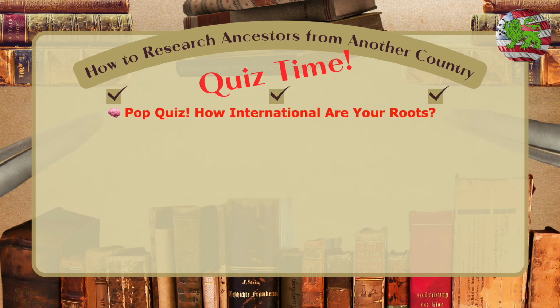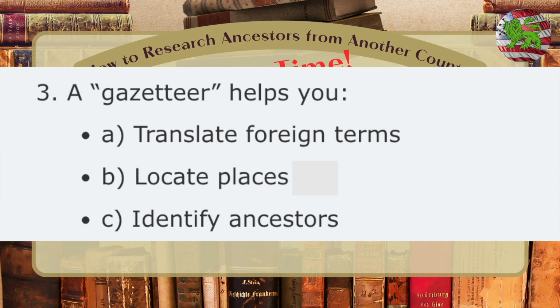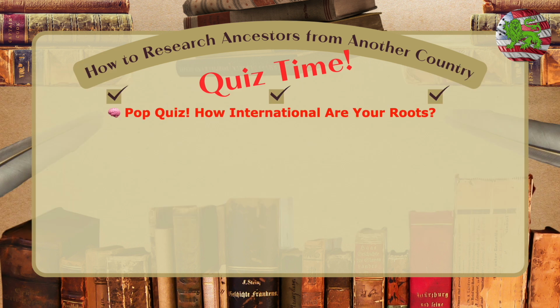Okay, number 3. A gazetteer helps you A, translate foreign terms, B, locate places, C, identify ancestors. What is it? A gazetteer helps you locate places, B. How can there be 3 B's in a row? Oh my gosh, I was tricking you. Okay, locate places. If you got it right, you got 3 in a row. Good on you. All right, we got 2 more to go.